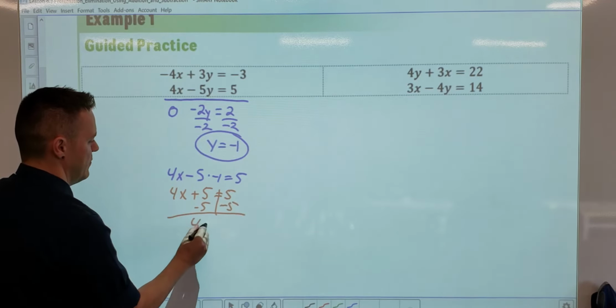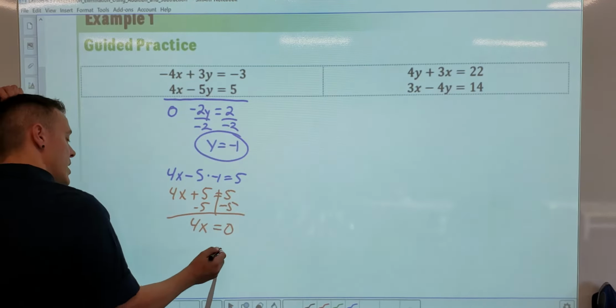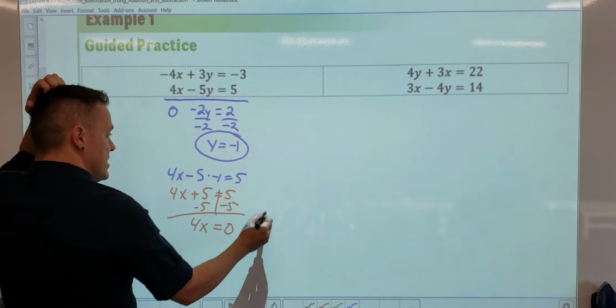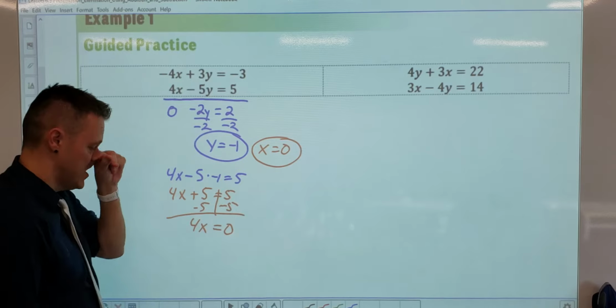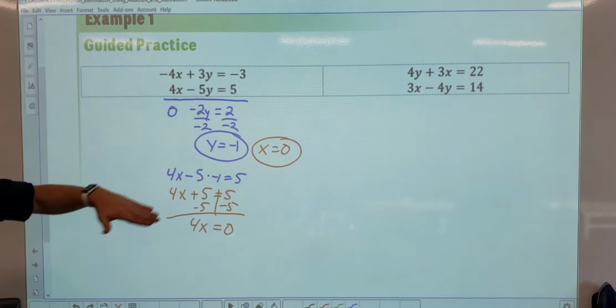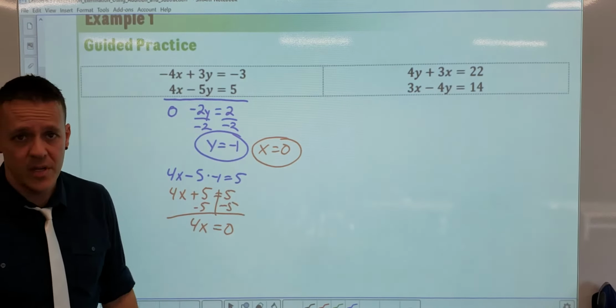And ladies and gentlemen, you get 4x equals 0, which, if I were to divide both sides by it, would end up being 0 anyways, because anything divided by 0 is 0. Once I hit 0, I'm done. I ain't got to change anything else. There are my 2 points.